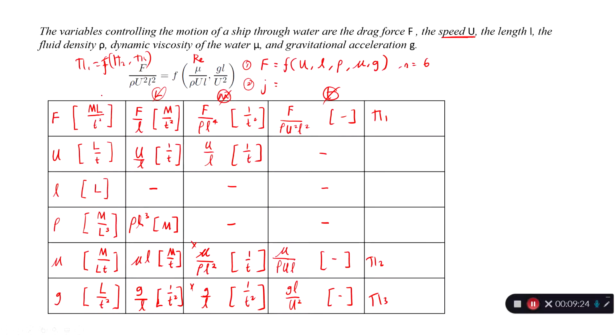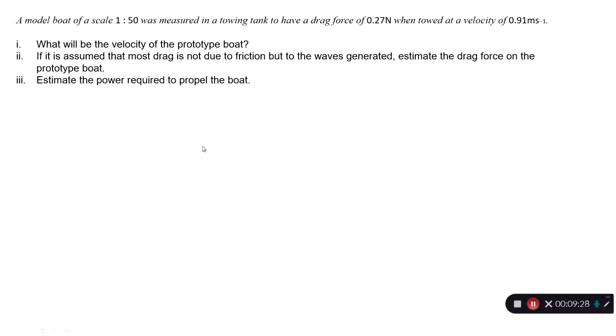Okay, now let's go to the second part of the question, which we haven't done so much. The second part is the similarity. So we have a model boat of a scale 1 to 50. That means the real boat is 50 times bigger than the model. So this is the model. This is the prototype. Prototype is something that is of real size, ready to go. Model can be of any scale, smaller scale typically.